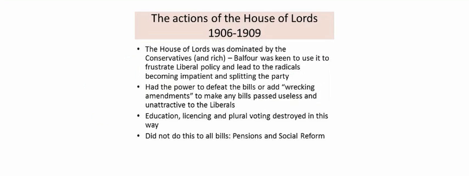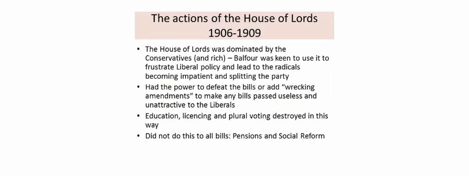But that was the idea, and essentially the House of Lords used its power to either defeat or add wrecking amendments, i.e. amendments which fundamentally the government could not allow to pass. So, for example, saying you can have the pension reform, but you have to make sure that, I don't know, all poor people have to pay the same tax as the rich, for example. And obviously the Liberal government is not going to accept that, and therefore has to withdraw the bill.